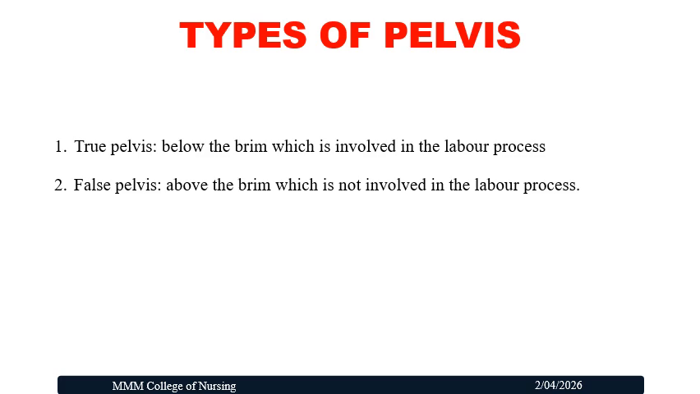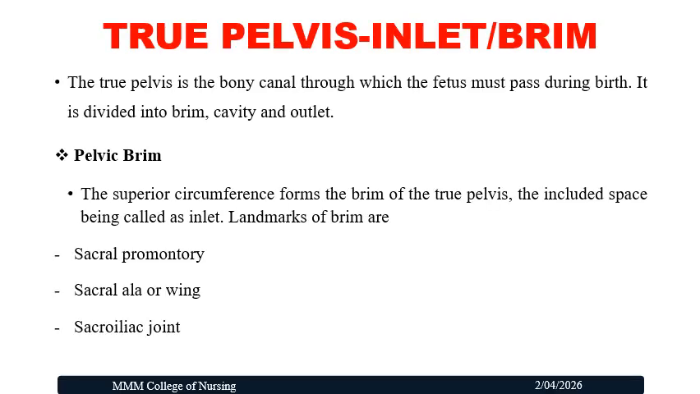Types of pelvis. There are 2 types of pelvis, true pelvis and false pelvis. The false pelvis is above the brim and is not involved in the labor process, whereas the true pelvis is involved in the labor process. The true pelvis consists of the pelvic brim, otherwise called the inlet, the cavity and the outlet. Before stepping into the inlet, cavity and outlet, we should know the landmarks of the pelvic brim.